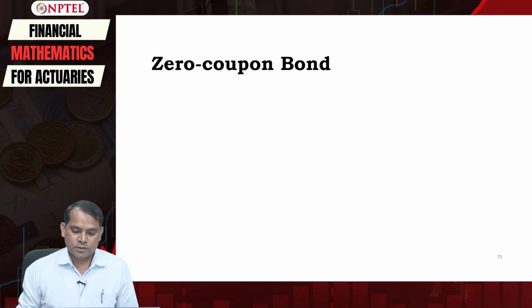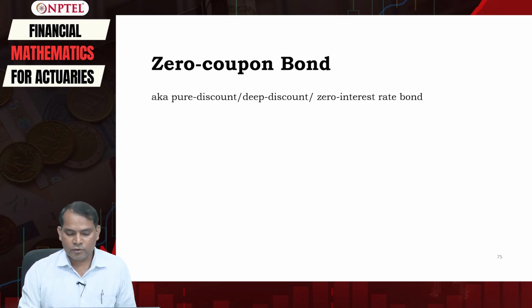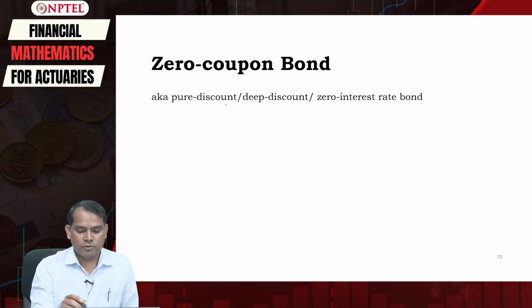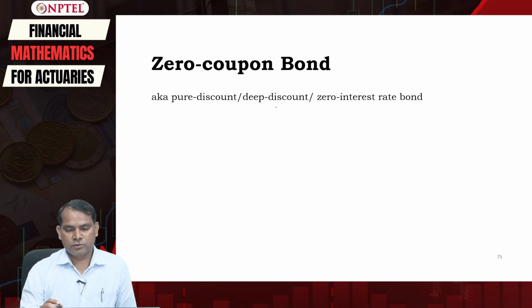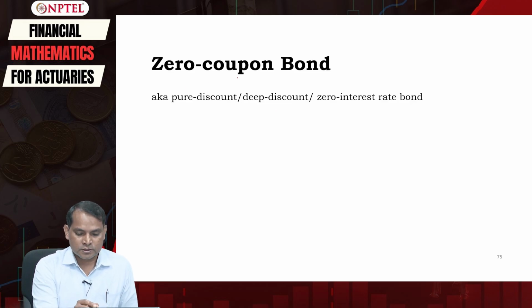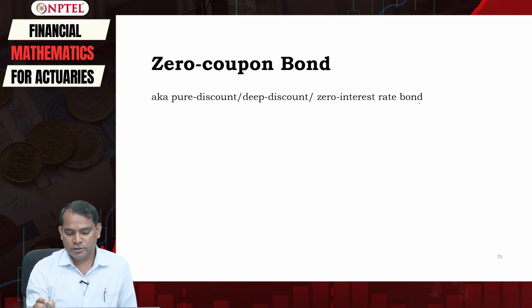So let us calculate the same thing for the zero coupon bond. Of course we have already done it, but now just for our curiosity. The zero coupon bond is also known as a deep discount bond or pure discount bond, or also zero interest rate bond. So this type of bond is known by any of these names.